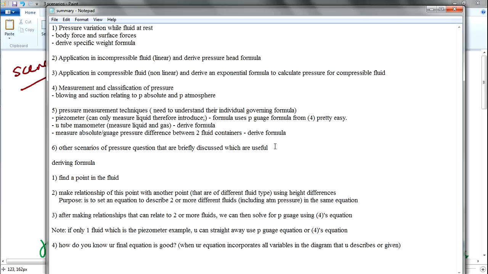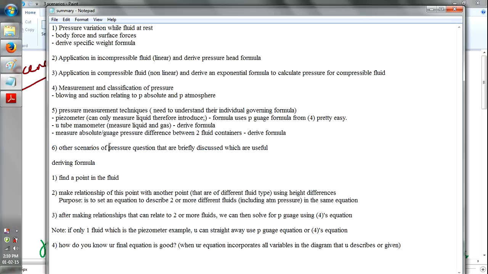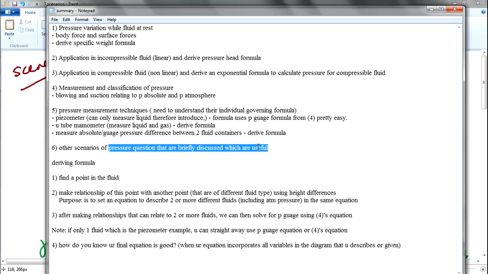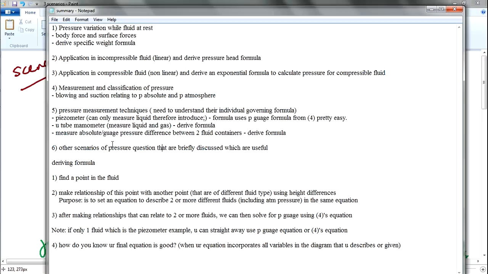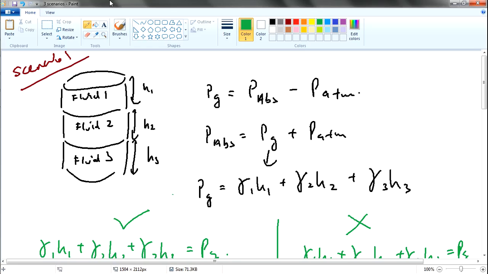This video will talk about the last portion. Okay, other scenarios of pressure questions that I briefly discussed, which are useful. Actually, I didn't tell you that I'm going to talk about this, but yeah. After that, I'll talk about the whole summary of this whole lesson too, and I think this will be very fast. So let's start now.